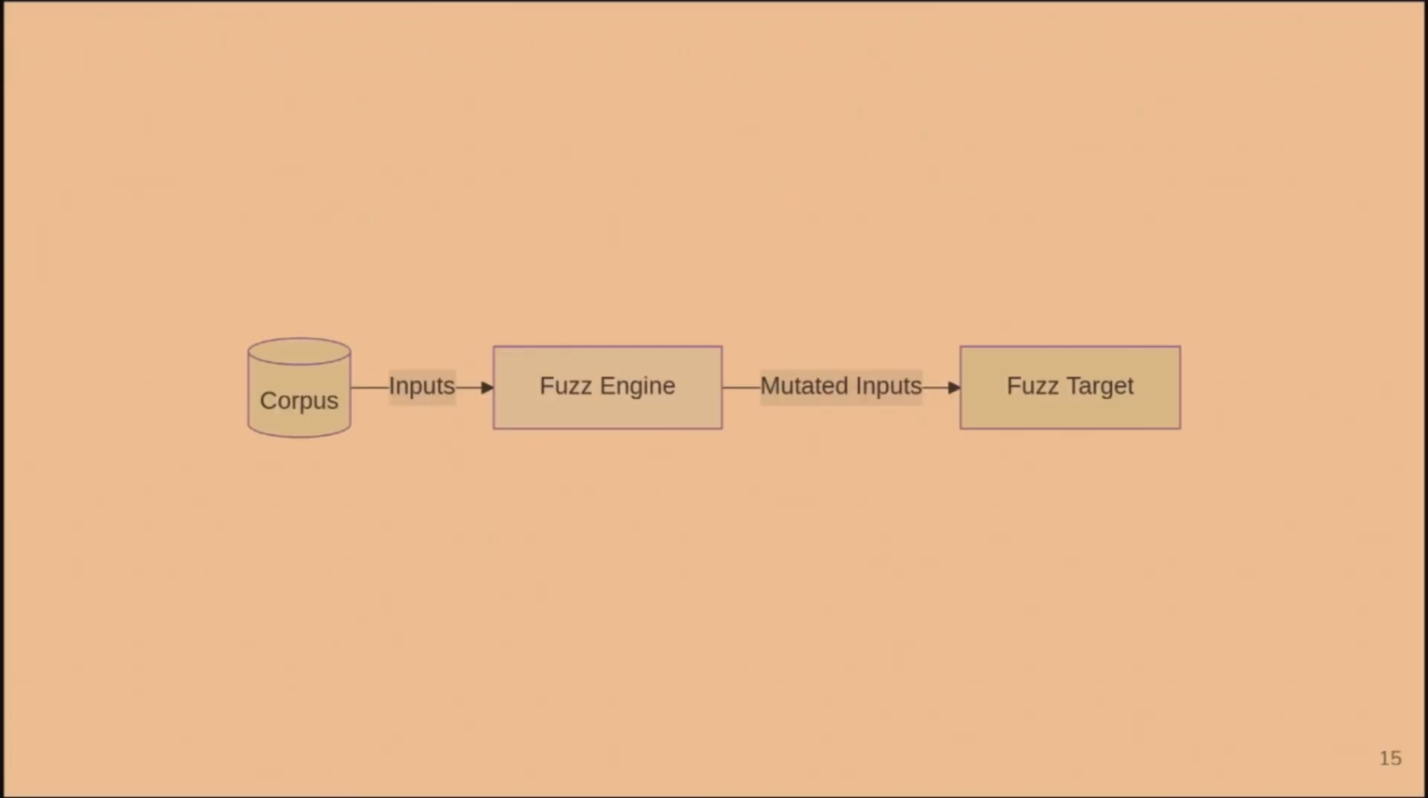We first start with the corpus, where the inputs that the fuzzer will give to the program are saved. The inputs are sent to the fuzz engine, which takes the inputs, mutates them, and sends them to the fuzz target. The fuzz target is basically the middleware between the program and the fuzzer. It gets the data from the fuzz engine and uses it in the program.